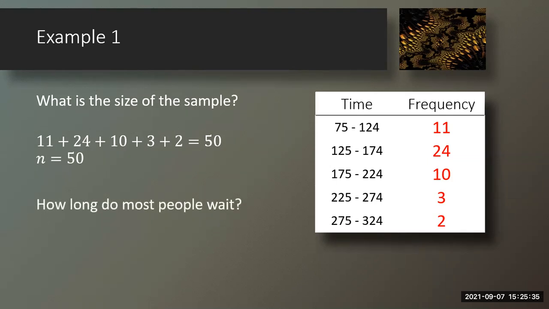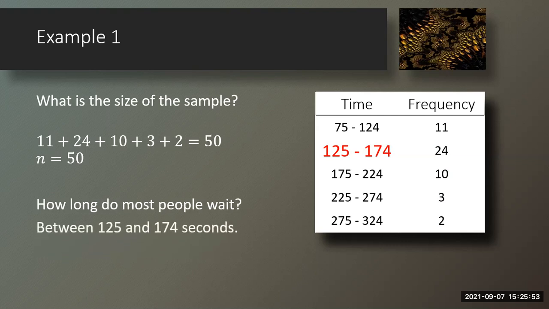How long do most people wait? Well, the class that begins with 125 seconds and ends with 174 seconds has 24 observations in it. So most people wait somewhere in that range, between 125 and 174 seconds.